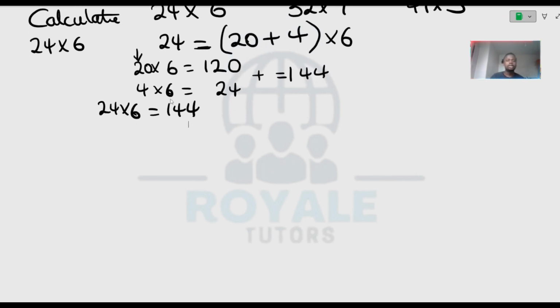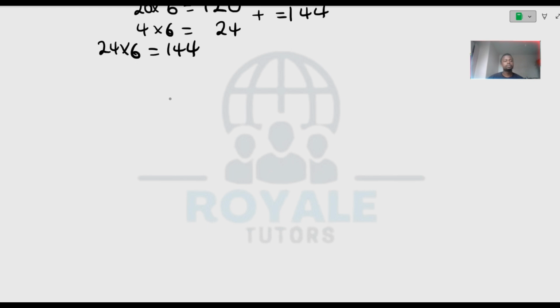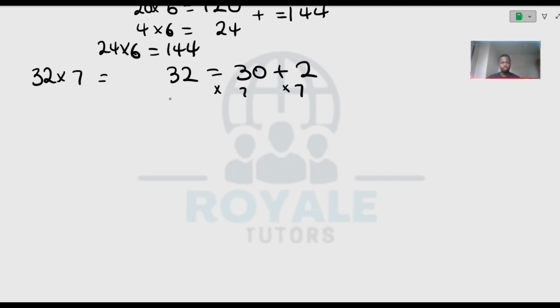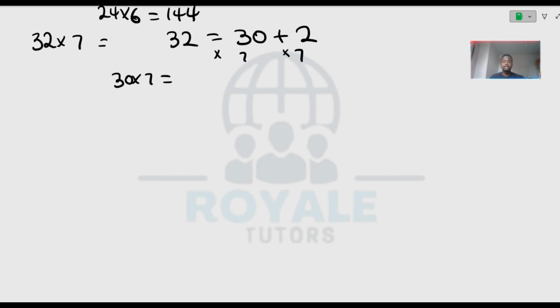So for the second one now, we have 32 times 7. Don't forget, what we'll do is we pick the 2-digit number, which is 32, and then we break it down into the tens value plus the unit value. That is 30 plus 2. Then we multiply each of them by 7. So you have 30 times 7. Don't forget, what you need to do basically is 3 times 7. This is why I showed us how to do 1 digit by 1 digit. 3 times 7, you can count 7 3 times, or you count 3 7 times.